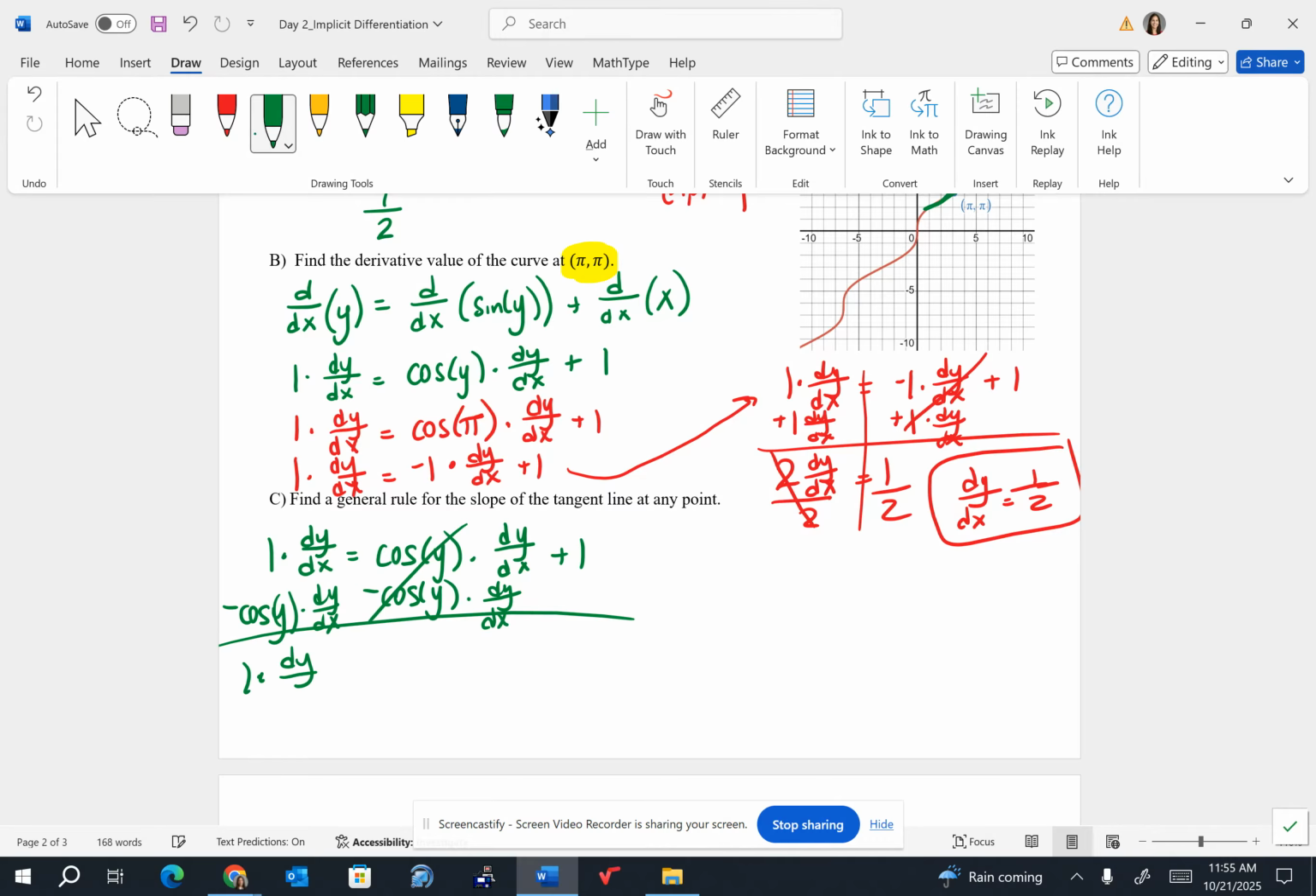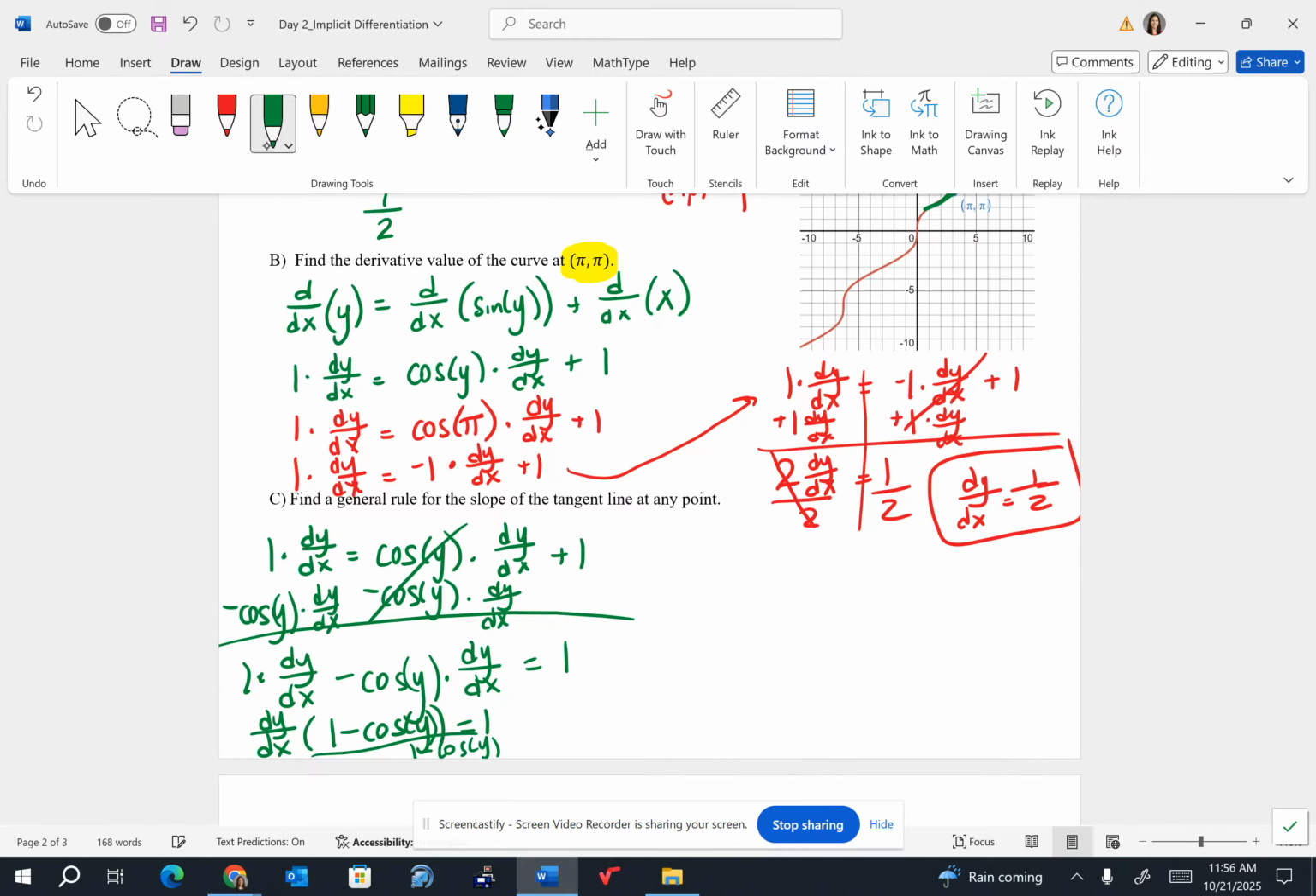So I get 1 dy/dx minus cosine y dy/dx equals 1. Do you see that the 1 dy/dx and the cosine y dy/dx have dy/dx in common? So we can factor that out. dy/dx times (1 minus cosine y) equals 1. And then in order to solve for dy/dx, you would divide both sides by 1 minus cosine y.